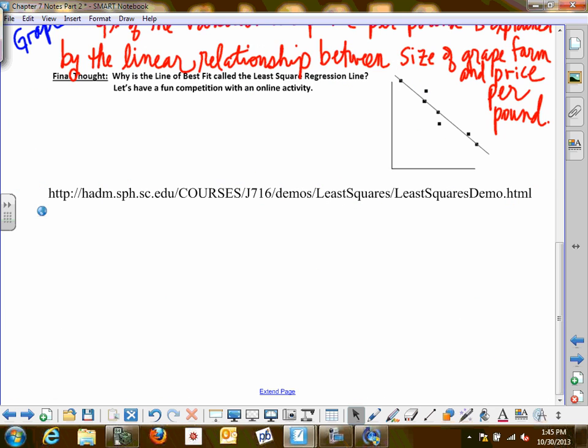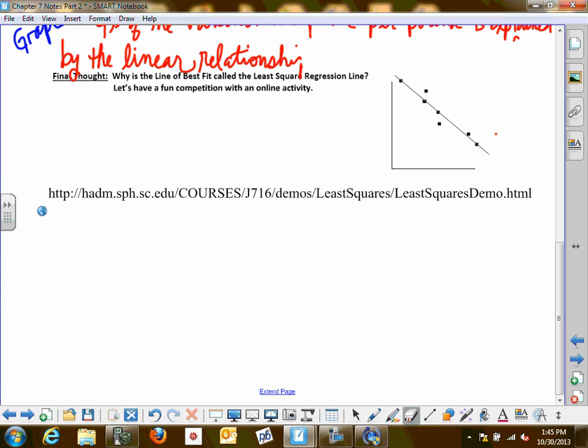Alright, so why is the line of best fit called the least squares regression line? So here we go. What happens is when you put your data into your list in your calculator, and then you press stat calc, number 8, the calculator comes up with where this line should go. Well, here's what that calculator is doing. It is figuring out how far the actual data is from the prediction line, and it is squaring that value to get an area.